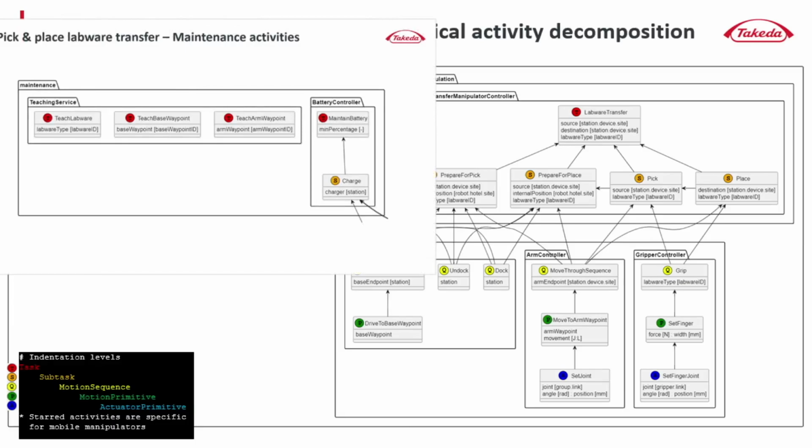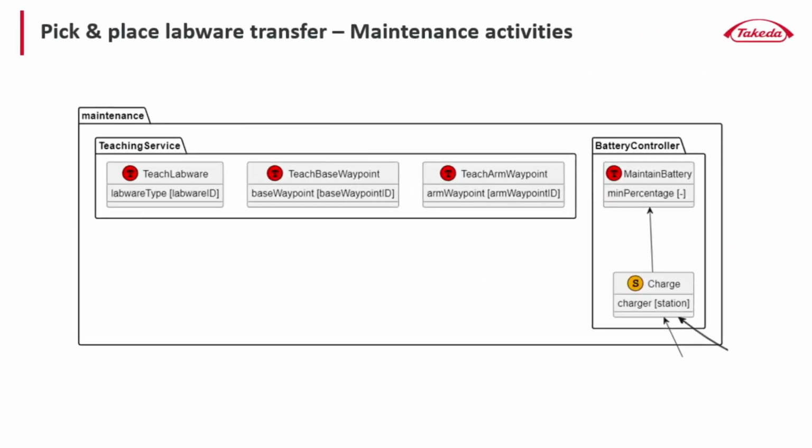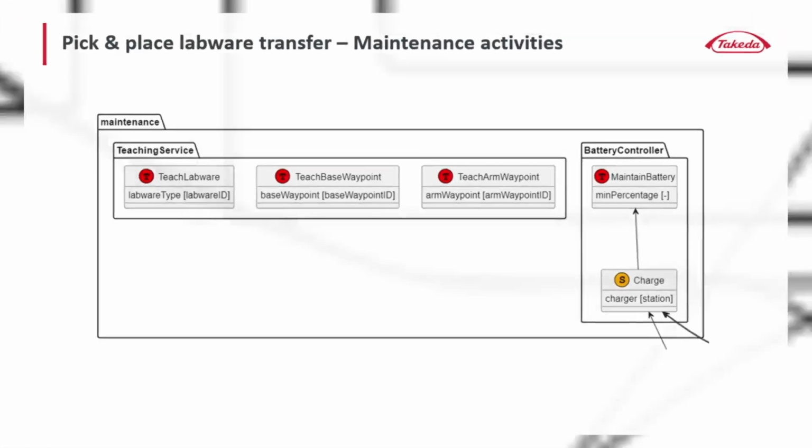Robots need self-sustaining functionalities. So that's why we created the maintenance category, or namespace, you can call it. There you see, for example, battery status monitoring and going to the charging station if needed. And also some solution providers may want to expose their teaching interface towards the scheduler or the laboratory automation interface.